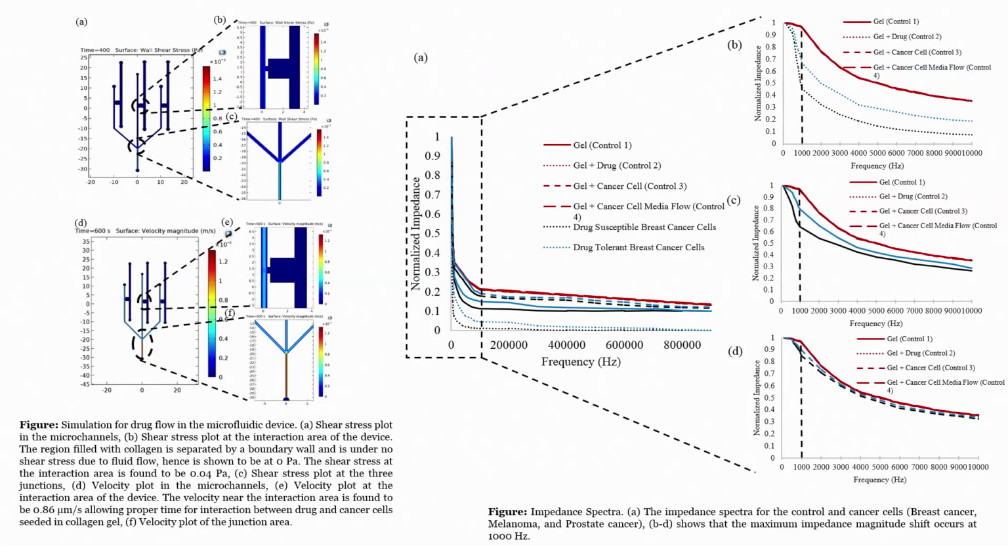Right now, let us understand how this chip can be used for testing the drugs. If you see here, we have several controls. One is just gel. When you introduce just gel into this smaller channel, what is the impedance? Then when you introduce gel plus drug, there is no cell, there is gel and you are introducing drug, what is the impedance? Now, you have gel plus cancer cell, no drug, control 3. What is the impedance? These are our controls.